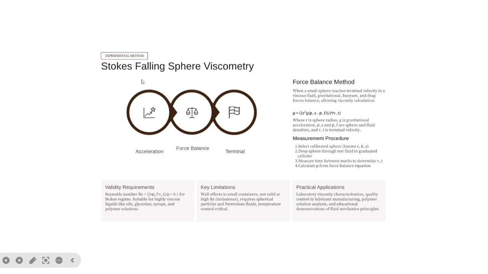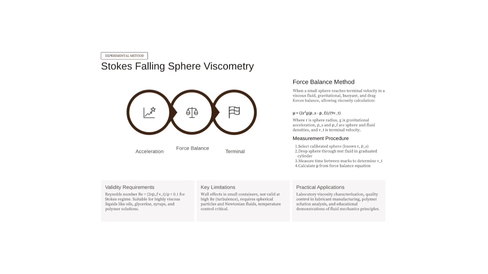Next, we have Stokes falling sphere viscometry. Now, this is an experimental method. When a sphere falls through the liquid, three forces act. These three forces are the downward weight of the sphere, the buoyancy force upward, and the viscous drag upward. At terminal velocity, all these forces balance each other. Weight equals buoyancy plus drag force.